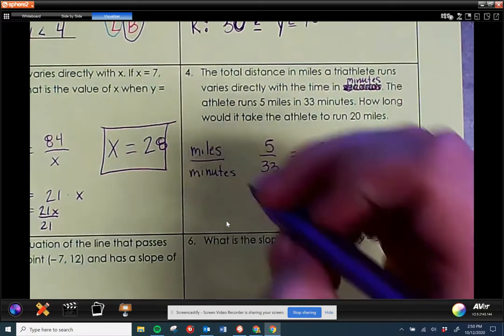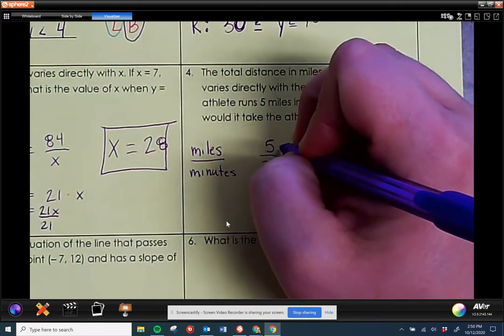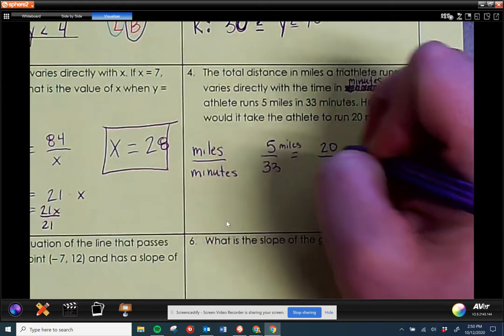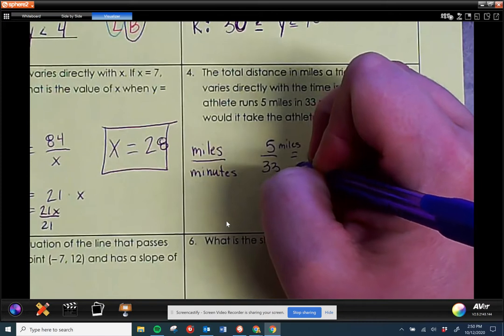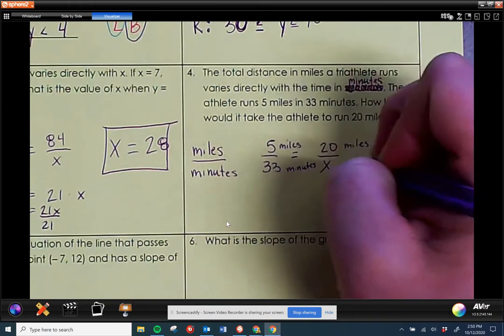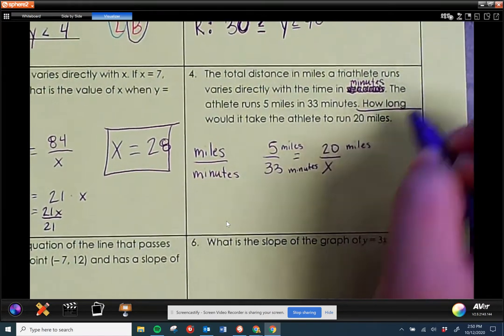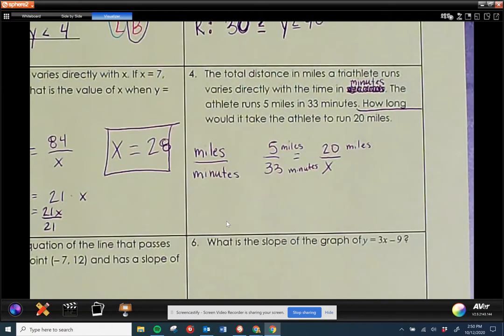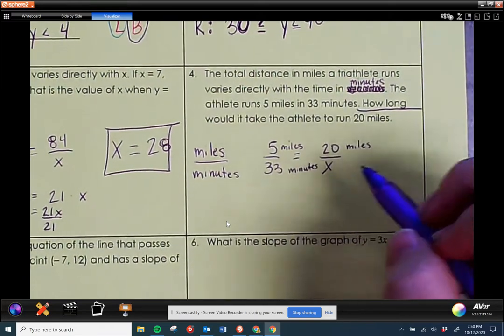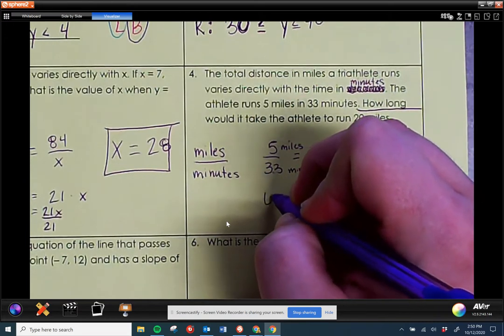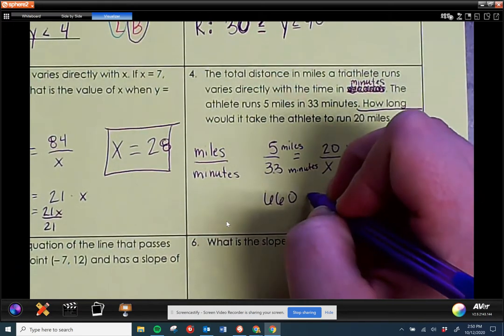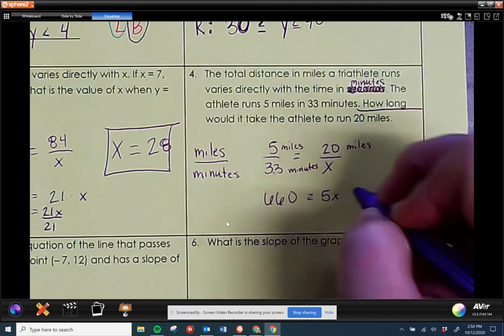Okay, and remember, we need to make sure that these labels match up. So 5 is miles, 20 is miles, 33 is minutes, and then we are also solving for minutes. And we know because they asked us how long is it going to take him. Okay, so same thing, we're going to cross multiply. 33 times 20 is 660, and 5 times x is 5x.